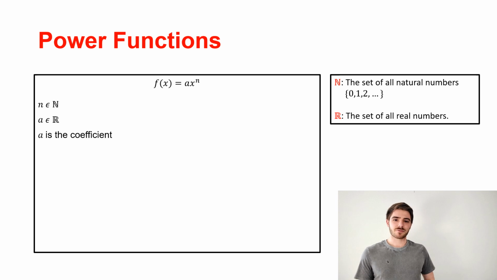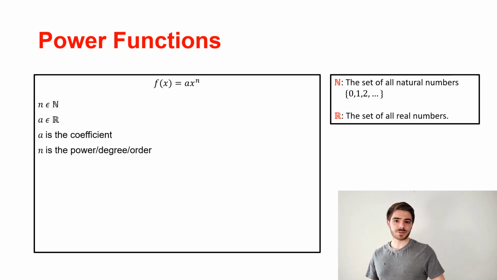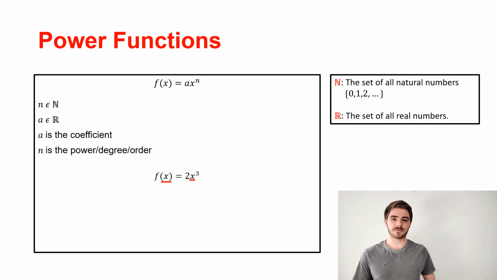The letter a in front of the power function is called the coefficient. The letter n is actually known by a lot of names. Typically it's referred to as the power of the function, but sometimes it can be referred to as the degree or the order of the function. For example, suppose we have the function 2x cubed. Now, we know that the function is a function of x, so x is the input variable. The coefficient must be 2, because that is the term out the front of the power function, and its power is 3.